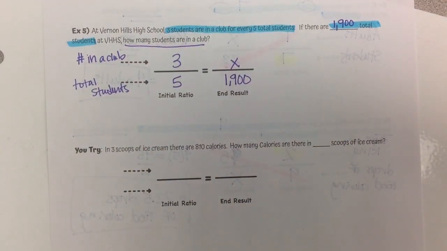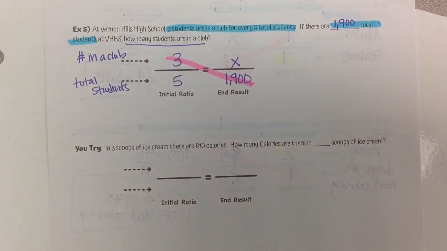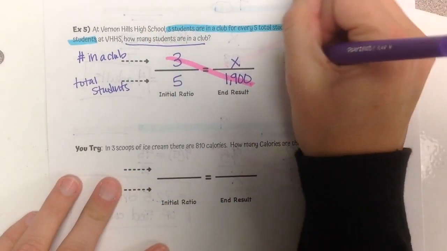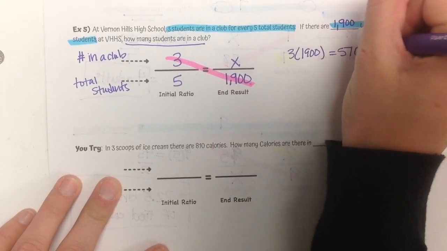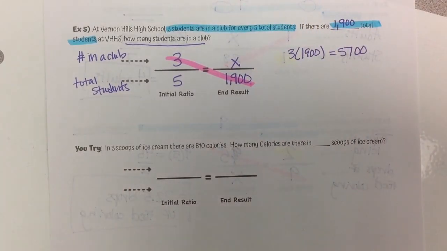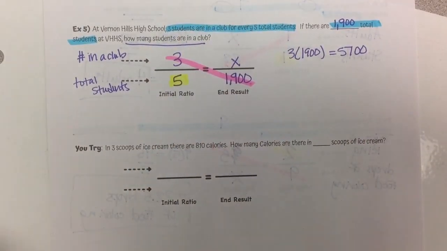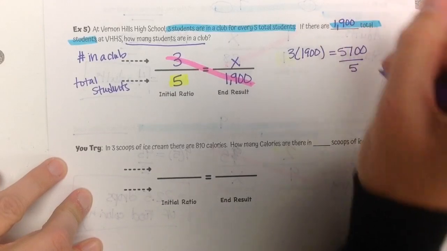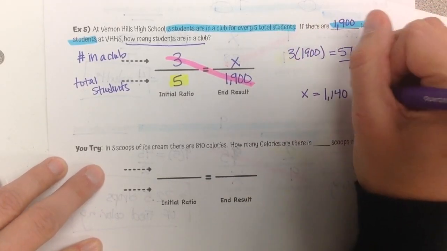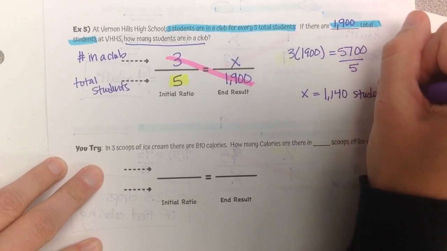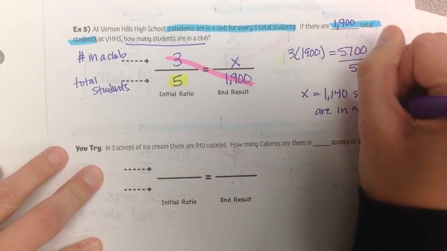So what 2 numbers are diagonal from each other? We've got these 2 right here, so we're going to do 3 times 1,900, which gives us 5,700. And we're going to divide by the number that's in the same diagonal as the variable, which is 5. So we divide by 5. We get 1,140 students are in a club.